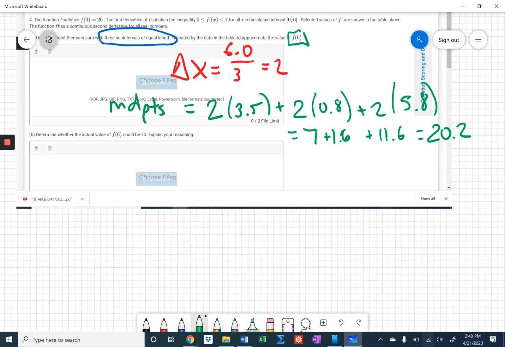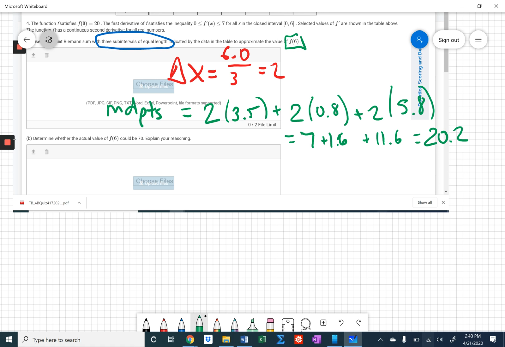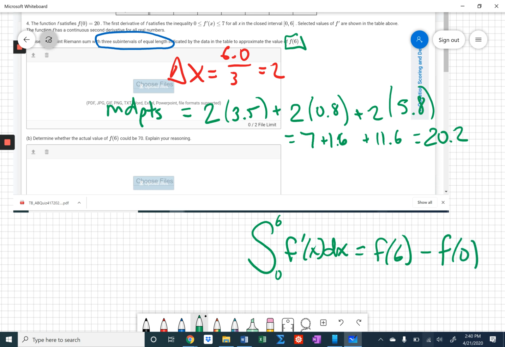Okay, so let's think about the fundamental theorem here for a moment. I have f prime, and if I integrate f prime over a couple of values, notice they gave us f of 0 was 20. So I'm going to go from 0 to 6, and I need f of 6. According to the fundamental theorem, this has to be f of 6 minus f of 0.